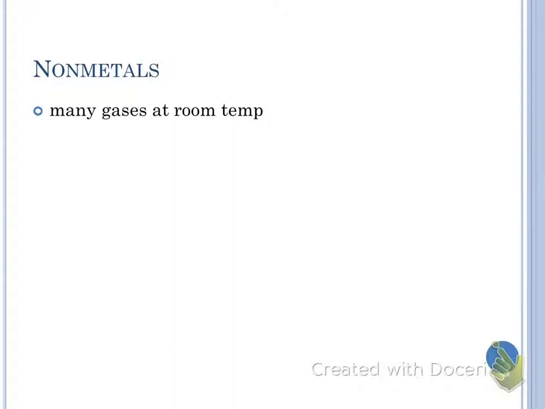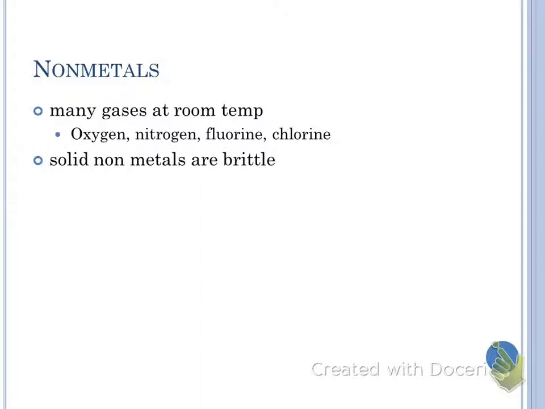All right, most nonmetals are going to be gases at room temperature. Okay, gases at room temperature. Whereas metals were mostly solid at room temperature. Okay, most of these nonmetals are gases. Okay, so here's an example of some of our nonmetals. And are they found to the left or to the right of that stair-step line? The right. Okay, nonmetals are found to the right of that stair-step. Okay. Nonmetals, if they are found in solid form, are very brittle, which means they will shatter or break easily.